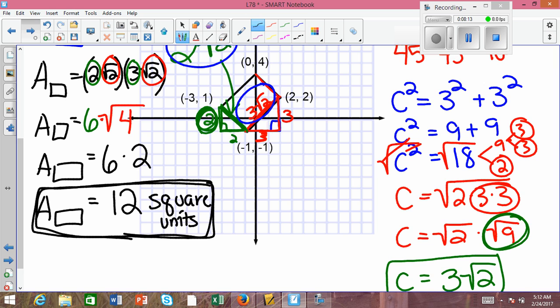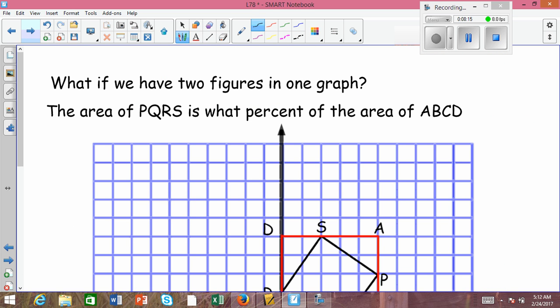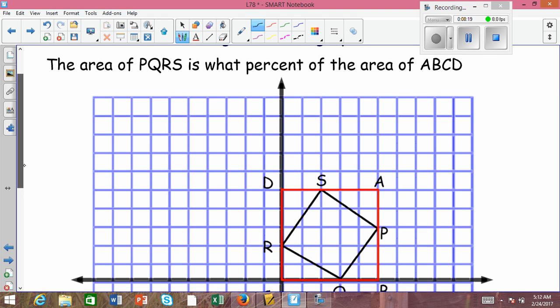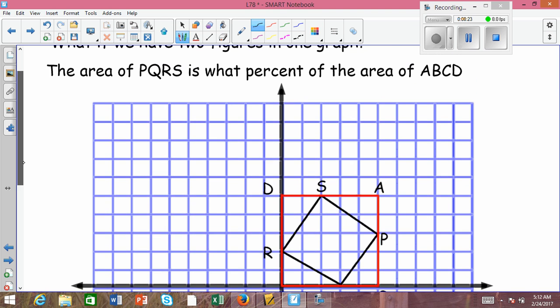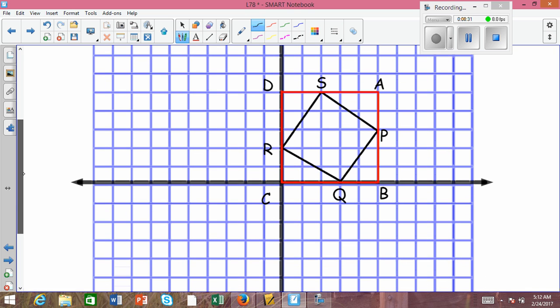Numbers are beautiful. What if we have 2 figures, 1 graph? So here's our 2 figures, 1 graph. The area of PQRS is what percent? Ooh, you guys are really struggling on these ones. Remember, is equals what percent, W sub P of is multiply. So we're going to be looking into that after we figure this out.